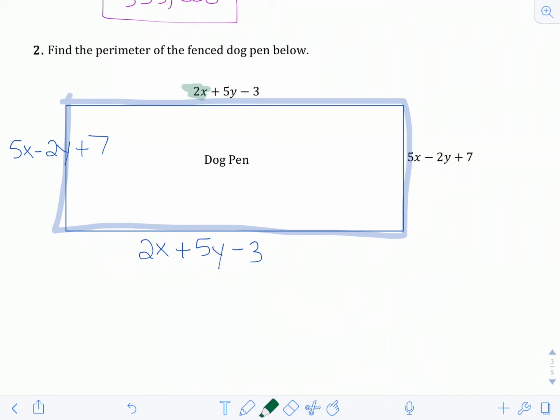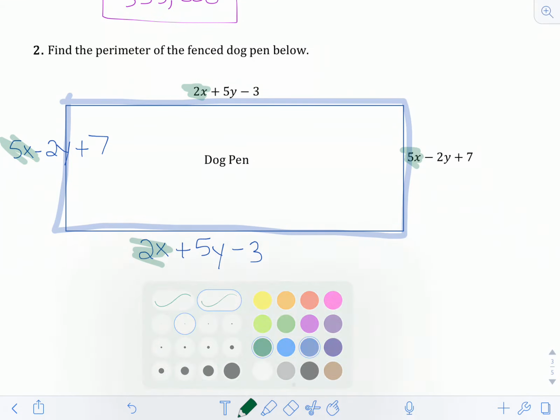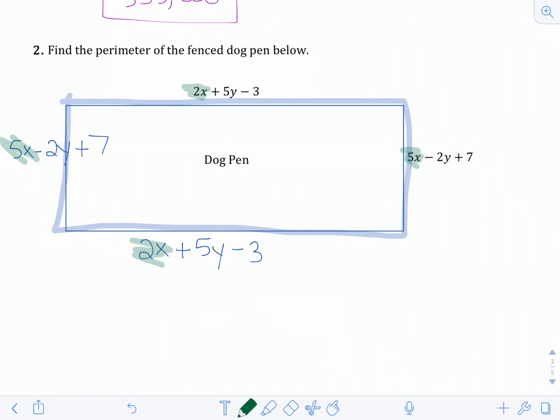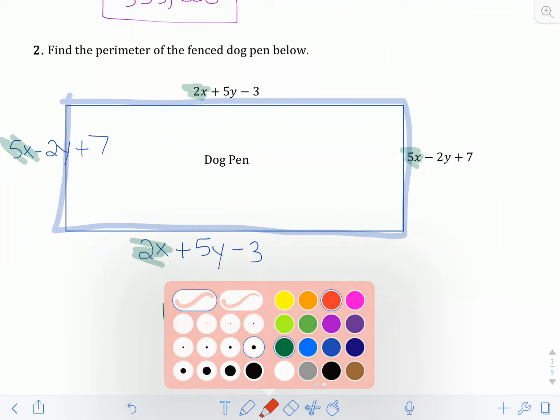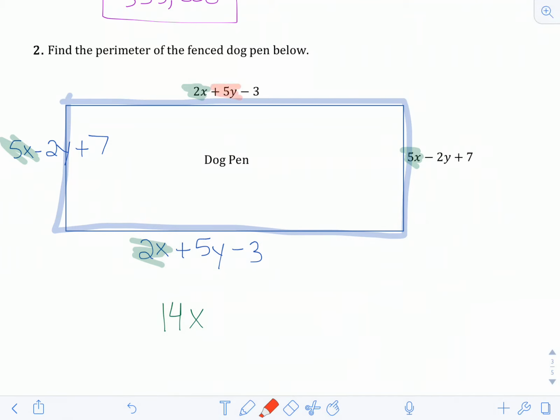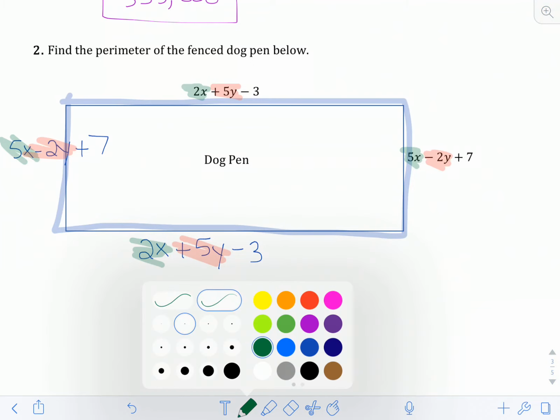So I see that I have a 2x, I have a 5x, I have a 2x, and I have a 5x. Okay, so when I combine all those, 5 plus 2 plus 5 plus 2, that gives me 14x. Then I have 5y minus 2y plus 5y minus 2y. 5 plus 5 is 10. 10 minus 2 is 8. 8 minus 2 is 6, so plus 6y.